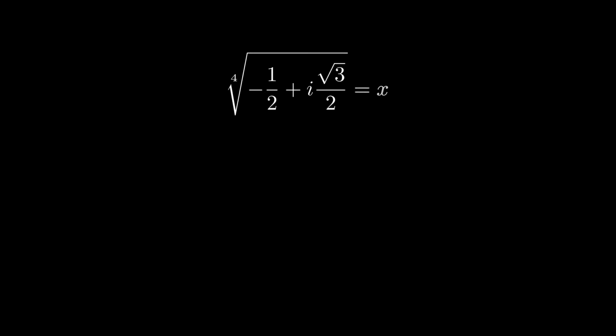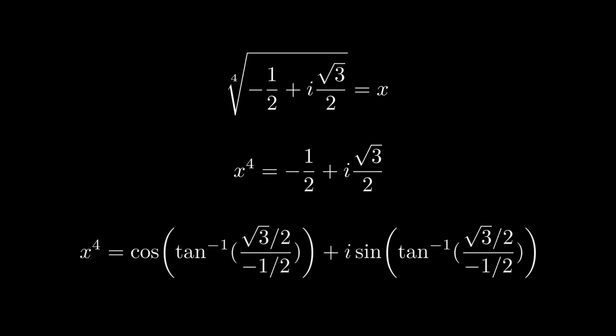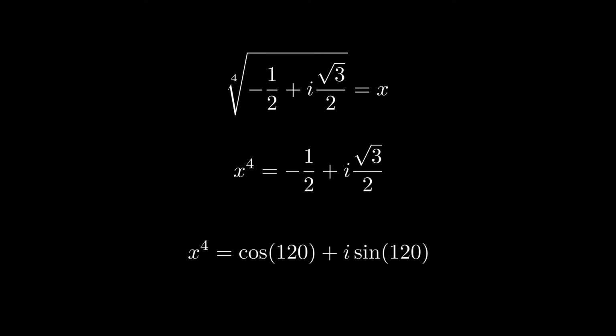Let's try one more example before we get into the formula. Say we wanted to find all of the fourth roots of the complex number negative 1/2 plus i times root 3 over 2. If you want, pause the video and try it yourself. Okay, starting with the solution. First, we can rearrange the equation a bit, and then using tangent, we can convert the complex number into its polar form. From this, we see what we are being asked.